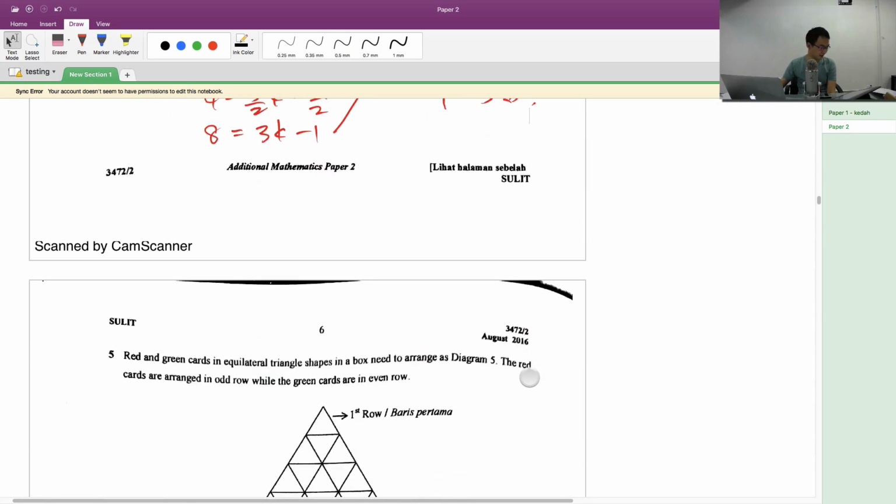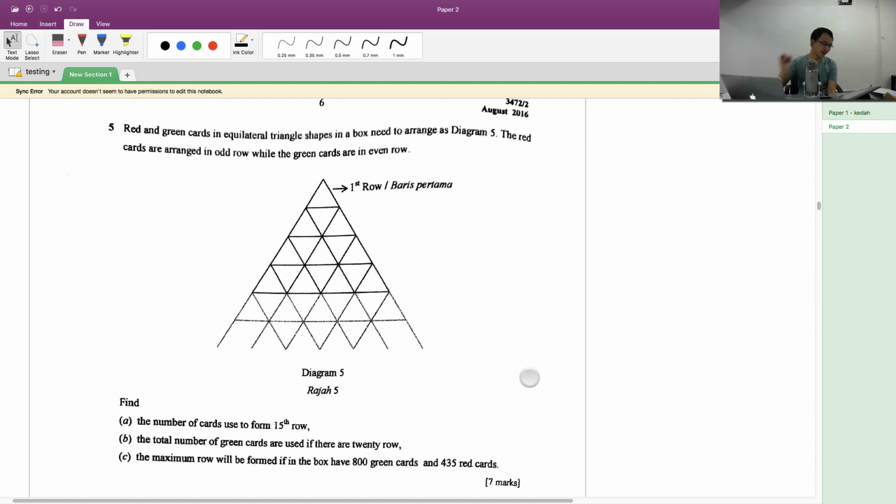Right, so I will move on to number 5. This one is considered quite tough, you have to think a lot. In this case, you have red and green cards, which are equilateral triangle shapes in the box, and need to be arranged as in diagram 5. The red cards are arranged in the odd rows while the green are for the even rows. So my red color is for odd numbers, and the green color is for even numbers.